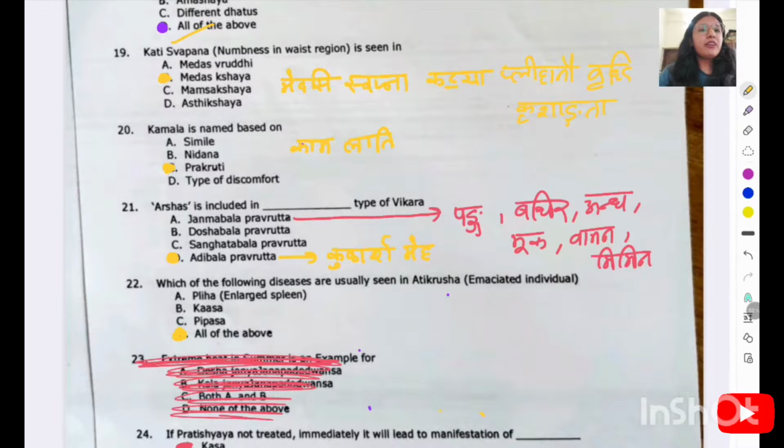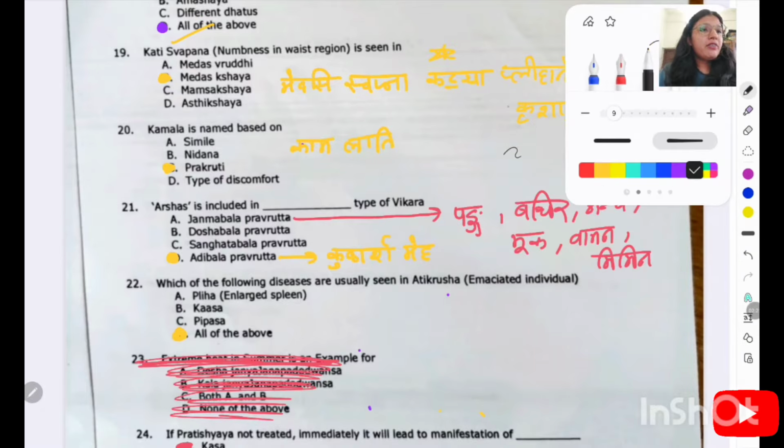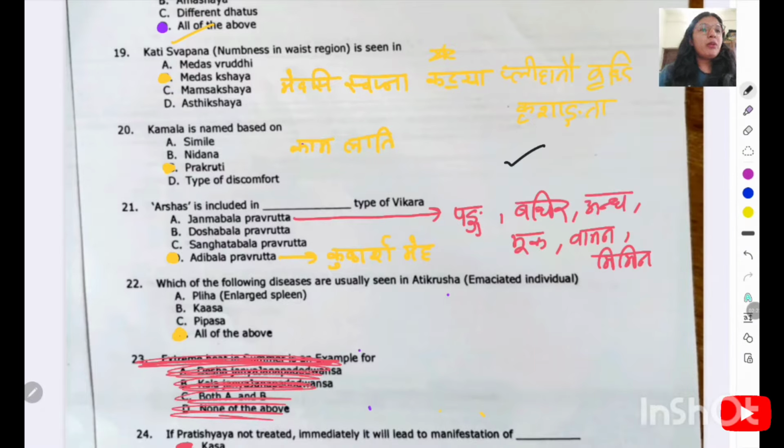Kati Swapna is one of the Medakshaya Lakshanas, and I have mentioned this quotation here. You can see the Medakshaya: Medasi swapnam katyam plihno vriddhi krishangata. Like this, Kshaya Vriddhi MCQs can come, because we already studied this topic in the first year, so the chances of an MCQ are high.